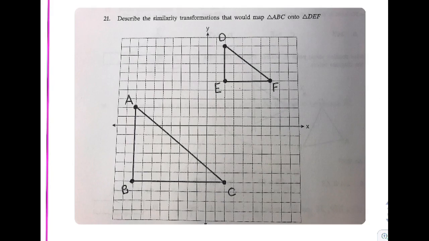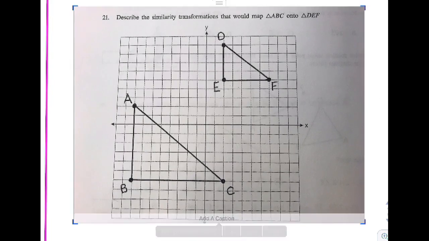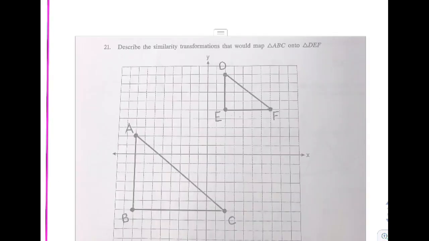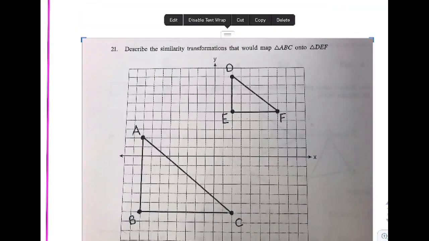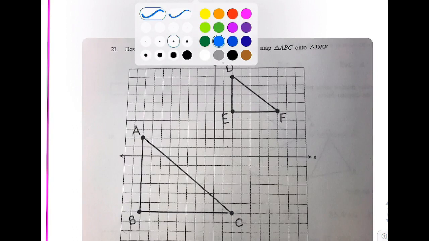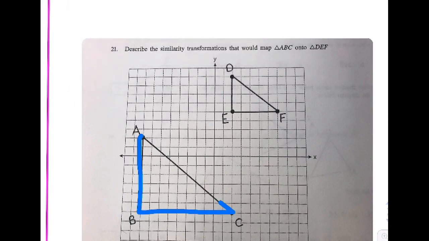And this is the same one that I had on the wall today, but we kind of had to rush at the end of class, so I'm going to do the same problem again. How do you get this one, try it again, that one, onto DEF? So I had to pay attention to how it was worded there.